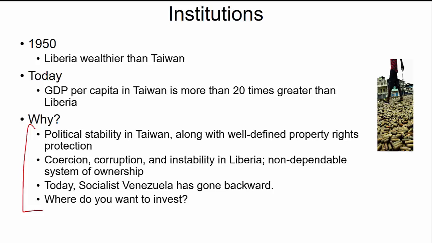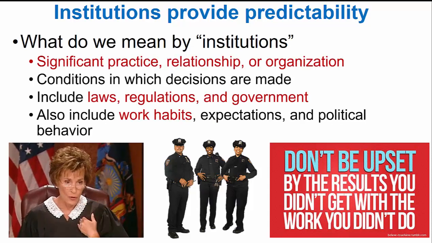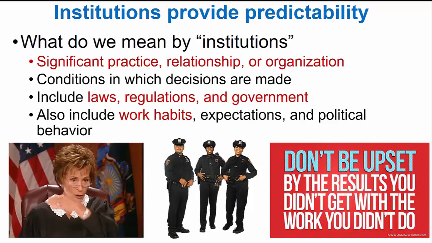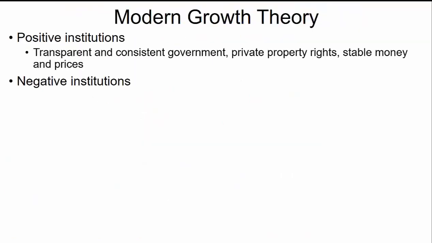All right. Another example is socialist Venezuela. They used to be the richest country in Latin America. Today they are one of the poorest as a result of socialism. So these institutions are a very important factor here. And what do we mean by institutions? We're really just talking about the significant practices, relationships, organization within a society. Okay? So it can include laws, regulations, the government, but it also includes work habits of individuals, expectations, political behavior, things like that.